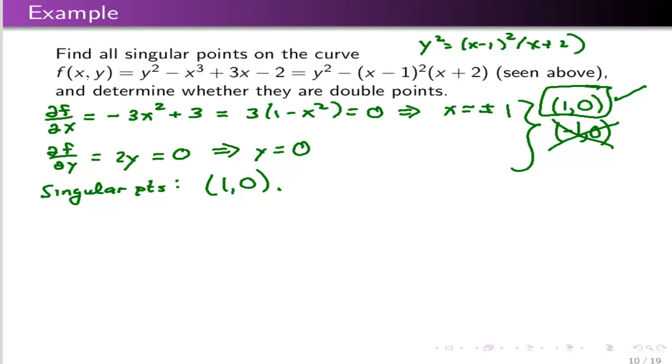And now I want to classify it as a double point or a triple point. And so I calculate the second partial derivatives. So let's start using this notation, f_xx for the second partial. So that would be negative 6x, and you evaluate this at (1, 0). And already we have a second partial that doesn't vanish. I don't have to go beyond that. And we can say, therefore, (1, 0) is a double point.